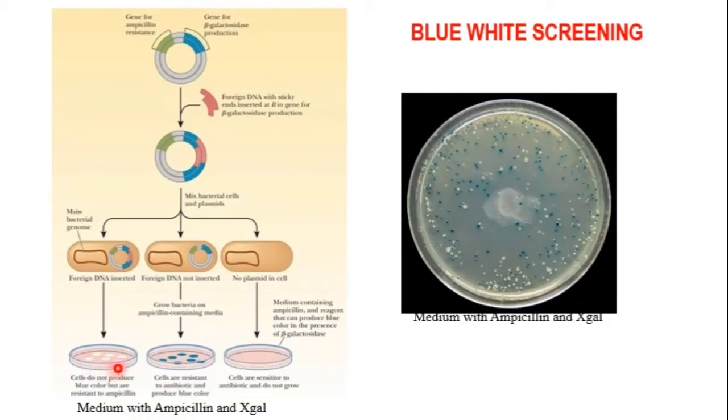This bacteria can survive because the medium is an ampicillin containing medium, and the vector has the ampicillin resistance gene. So it produces a white colored colony.